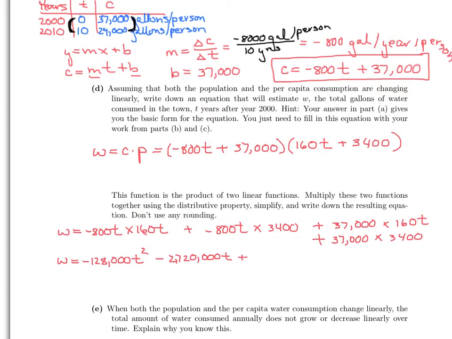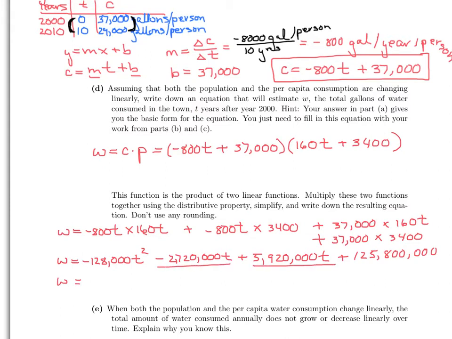That will give us 5,920,000 t. And finally we multiply the 37,000 by the 3,400. And that will give us 125,800,000. Almost done. So now we just need to combine like terms.